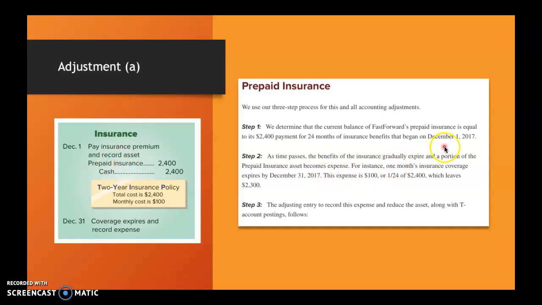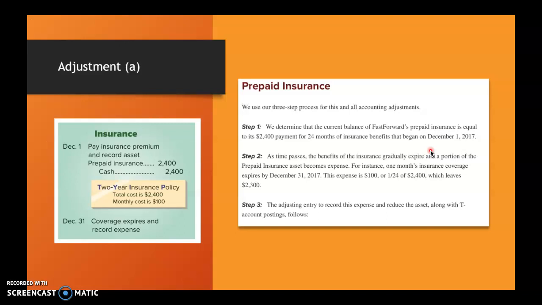Because this insurance policy begins on December 1st, 2017, the 24 months that the policy covers will be 1 month in 2017 because it doesn't start till December 1st, then 12 months in 2018, and then the last 11 months would be in 2019. So we need to record these expenses in the proper years and not just in the year that we recorded.